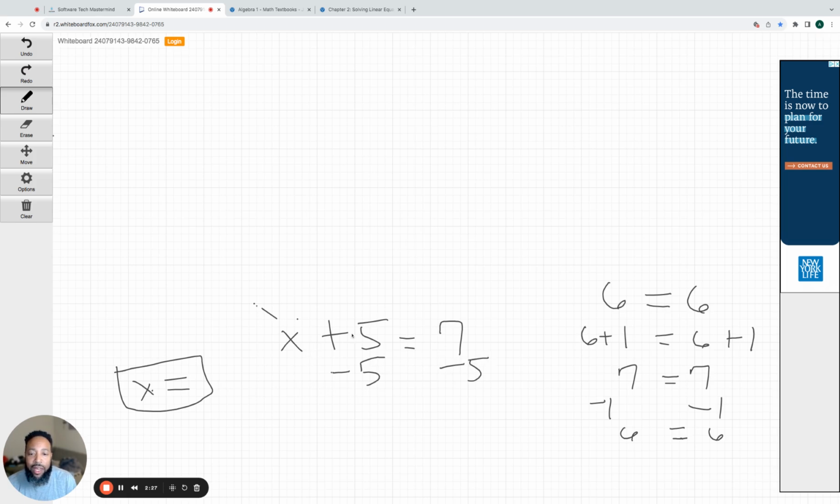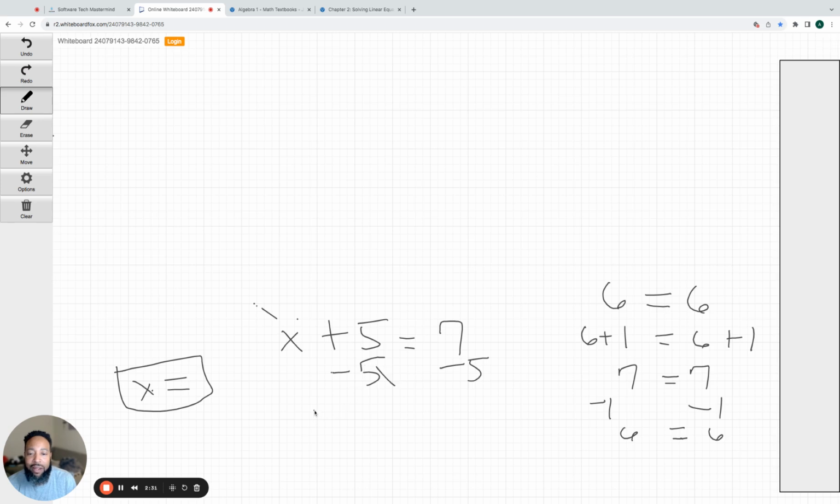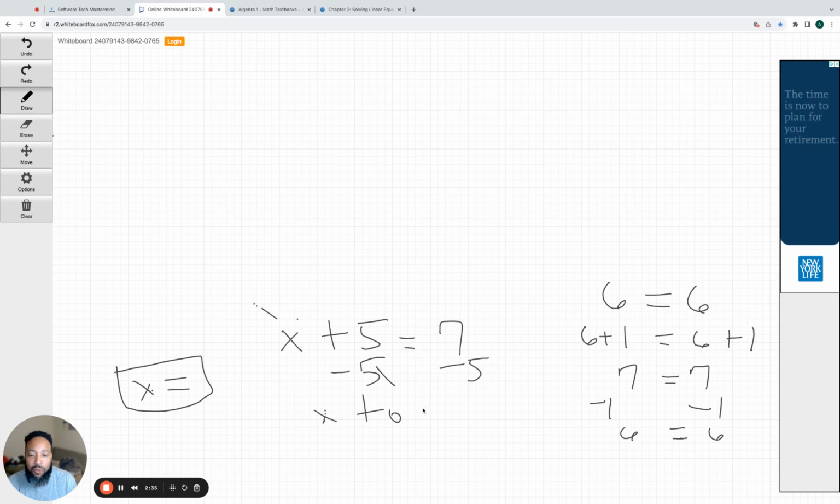So we have x plus 5 minus 5. These cancel out. 5 minus 5 is 0. So you have x plus 0 equals 7 minus 5. x plus 0 is just x. So on this side, you have x equals 7 minus 5, which is 2. So your answer is x equals 2. That's what you were going for.